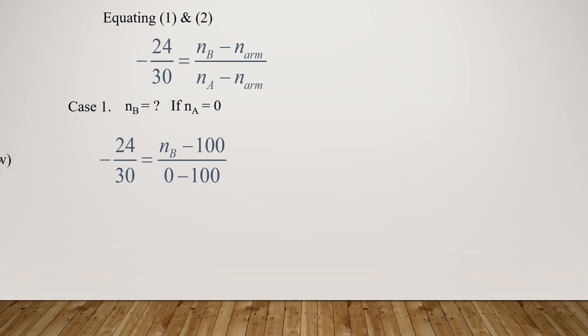So solve this, we will get the answer for NB as 180 rpm. If you get the positive sign here in the answer, write clockwise in the bracket. If you get negative sign, write counterclockwise. That is case 1. Next, case 2. What is case 2?